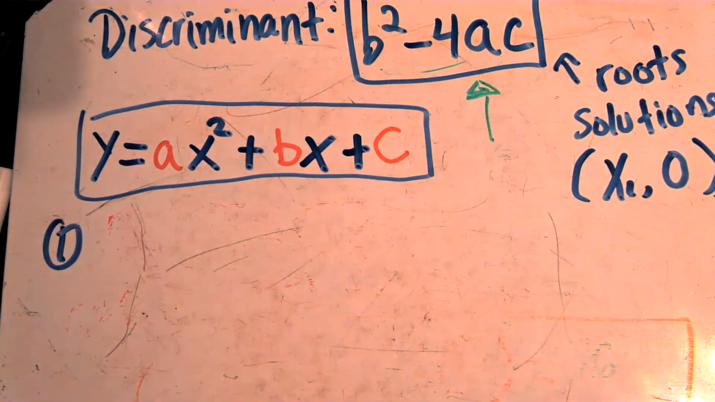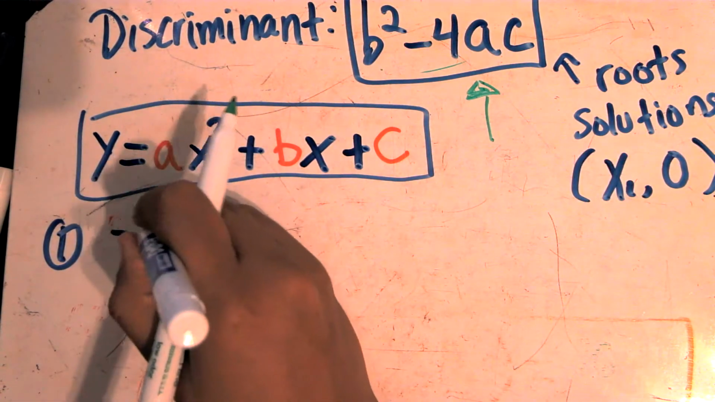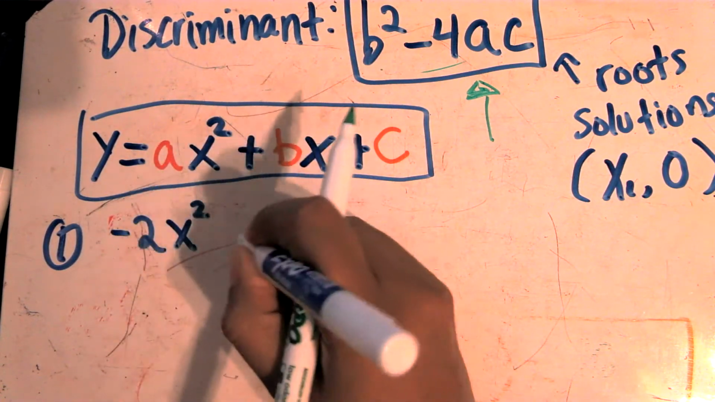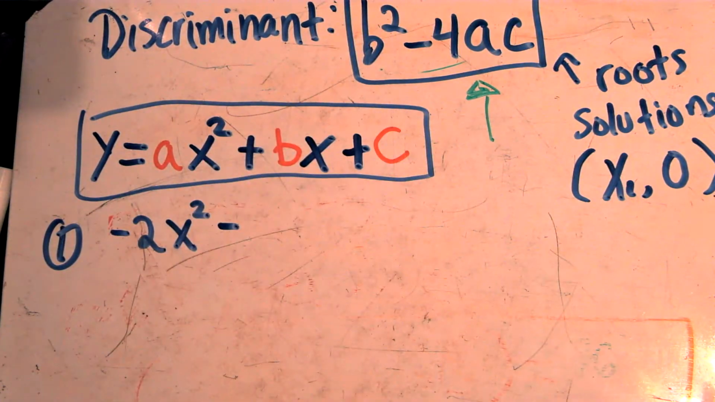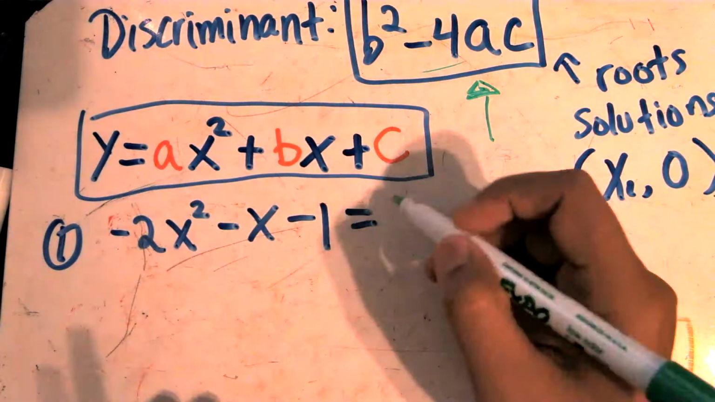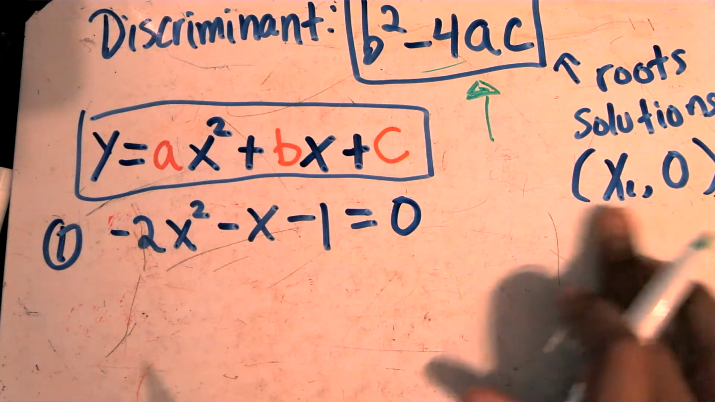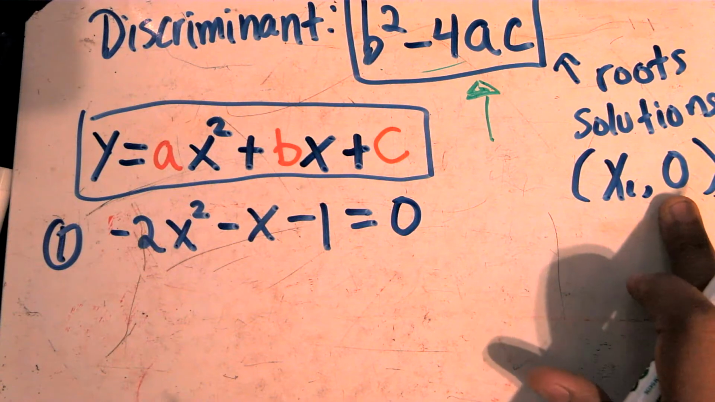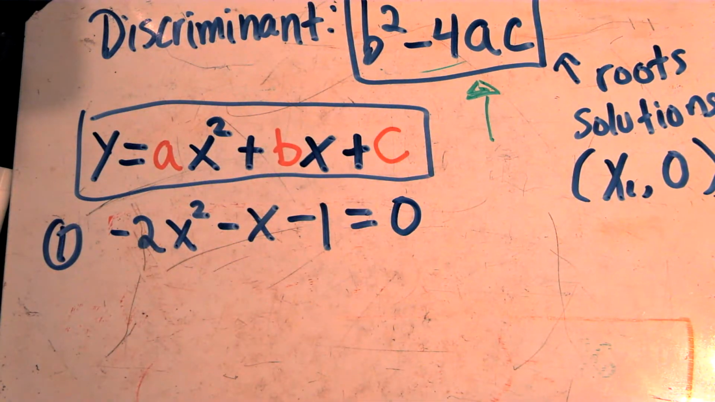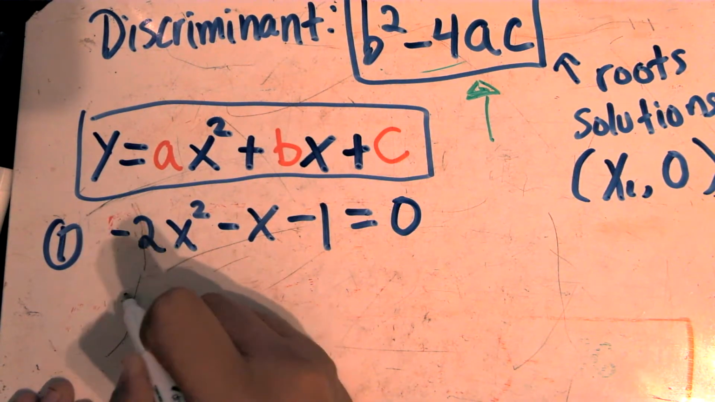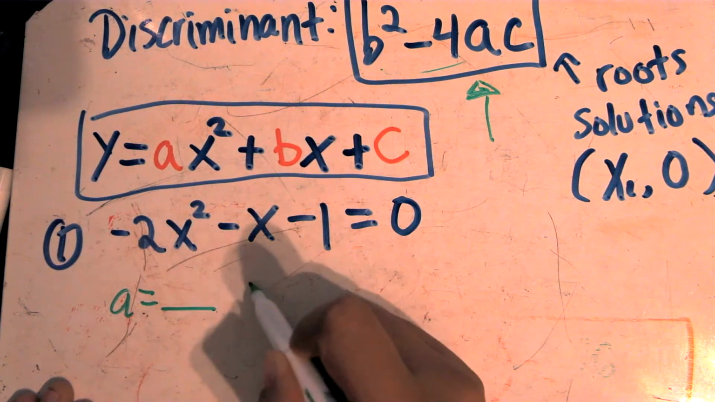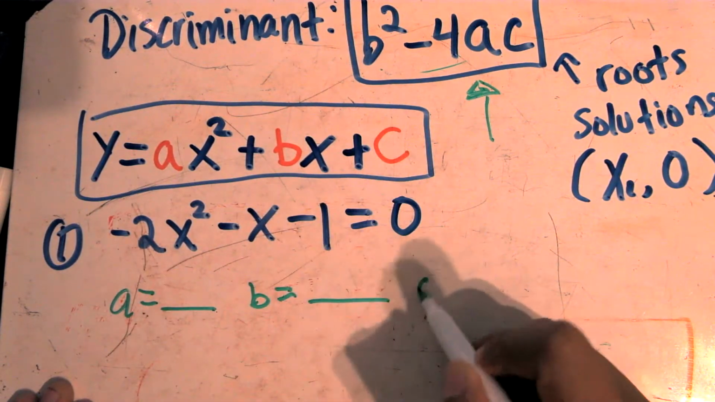Let's do y equals -2x squared minus x minus 1, and we're going to set it equal to 0 because again the roots always have y equal to 0. So step 1, we want to find a, b, and c.